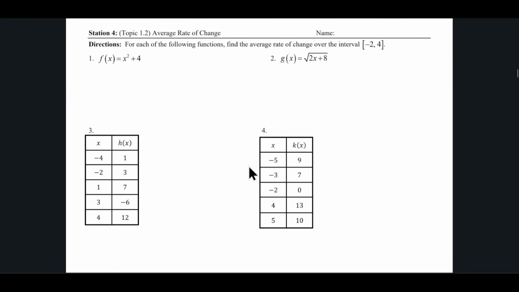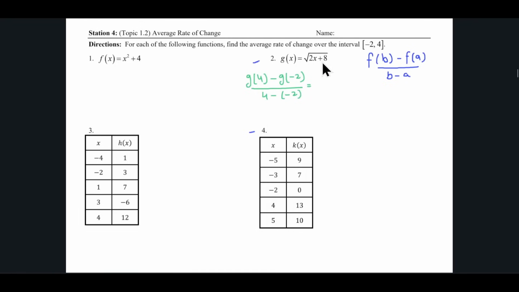Right. For each of the following functions, find the AROC within the interval of -2 to 4. I'm only going to do 2 and 4. I'm pretty sure the procedure is the same, so I'm sure you can handle the other two. The formula for AROC is f of B minus f of A over B minus A. So here it will be g of 4 minus g of -2 over 4 minus -2. Just be very careful about the double negatives.